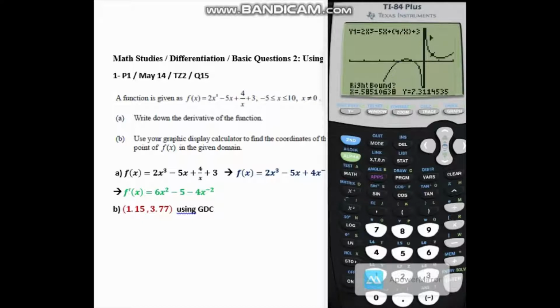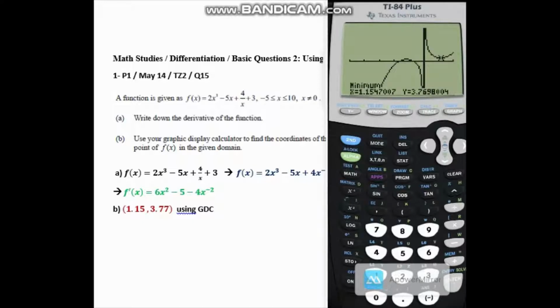Next, I'm required to find a right bound, so I shall drag the cursor to the right hand side of my minimum point, and I shall press enter. Finally, I'm asked to provide a guess for where the minimum point is, so I shall again drag the cursor roughly to where I believe the minimum point is, and I shall press enter.